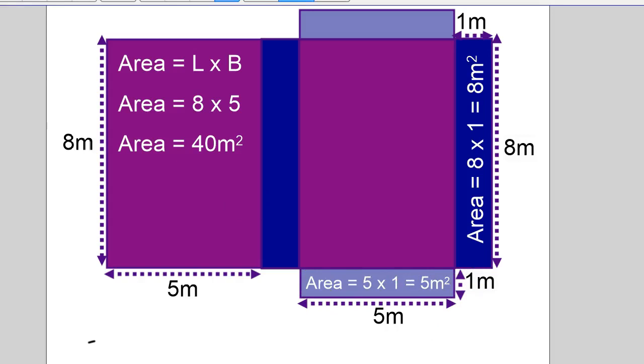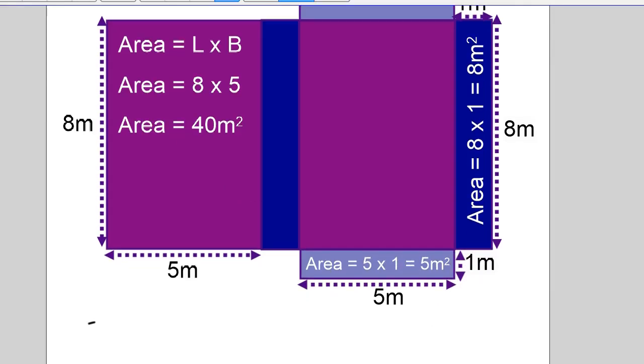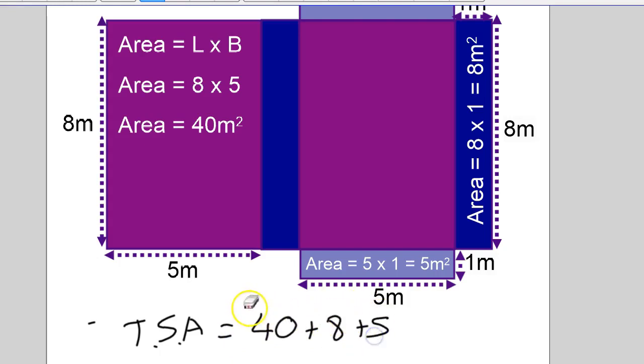Right. So now we're going to find the total surface area, TSA for short. Nice little acronym there. So we've got the area of the face, that's 40. We're going to add that to the area of the side, which is 8, and the area of the bottom, which is 5. Going to add all those together, and then we're going to times that answer by 2.